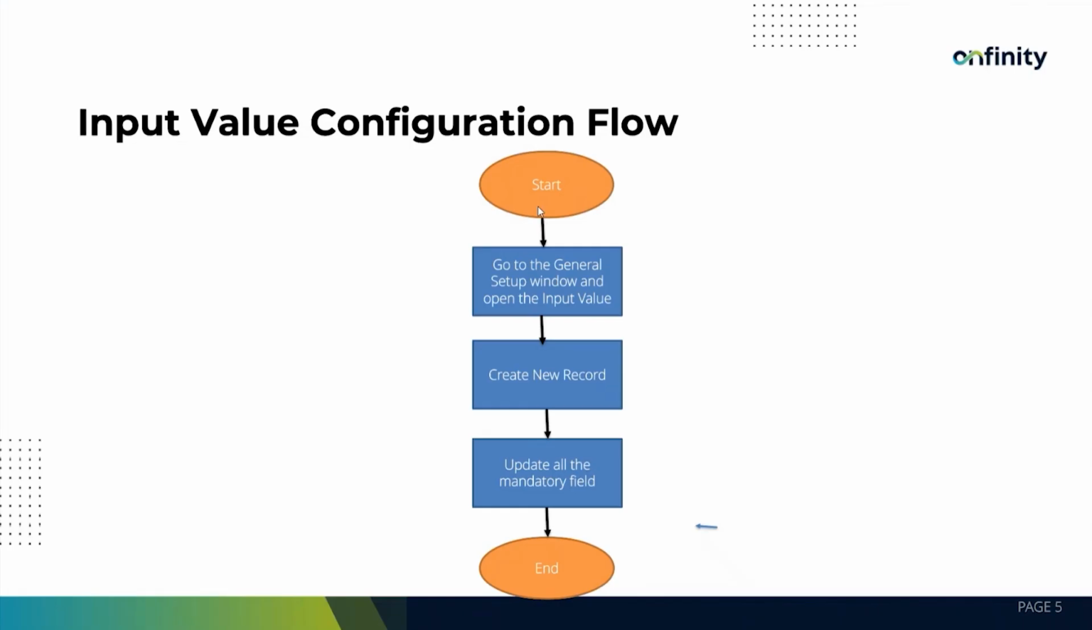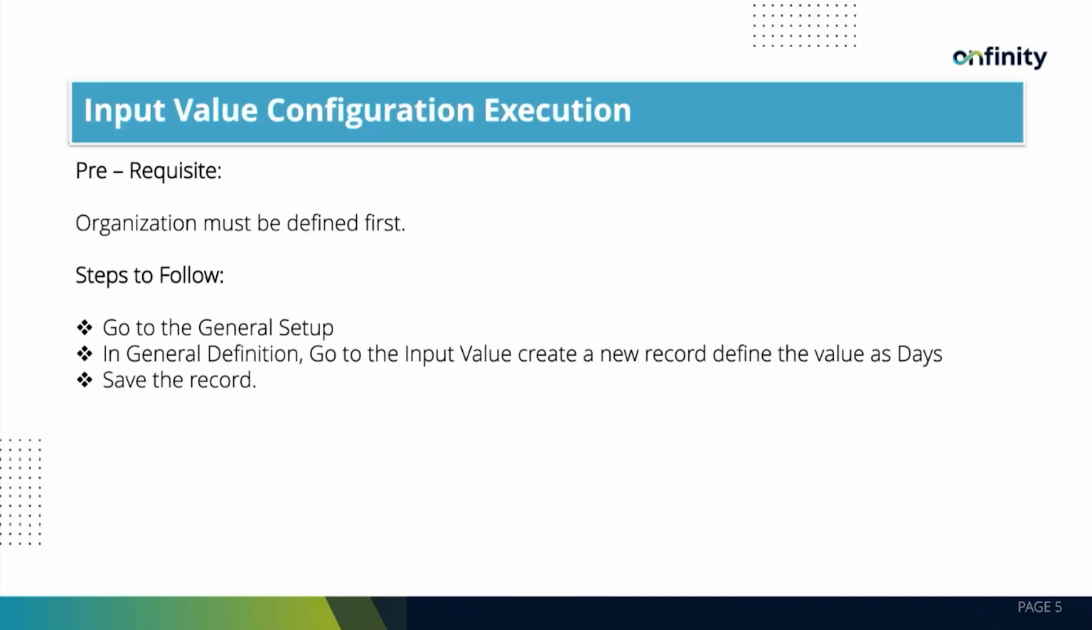First, we will review the process flow. The user begins by initiating the process, then proceeds to input value to create a new record. All mandatory fields must be completed. After completing these fields, the record must then be saved. This action concludes the process.